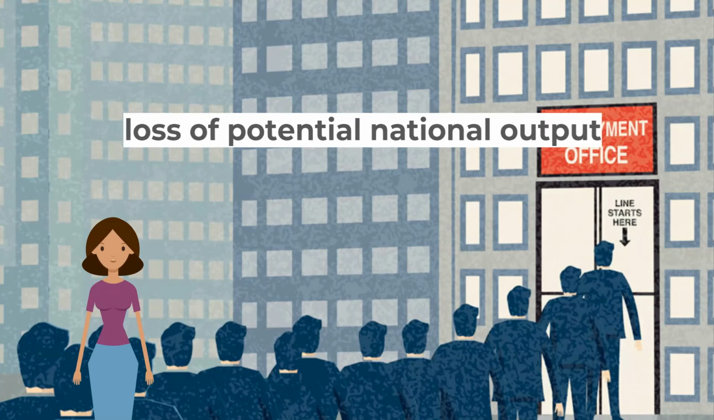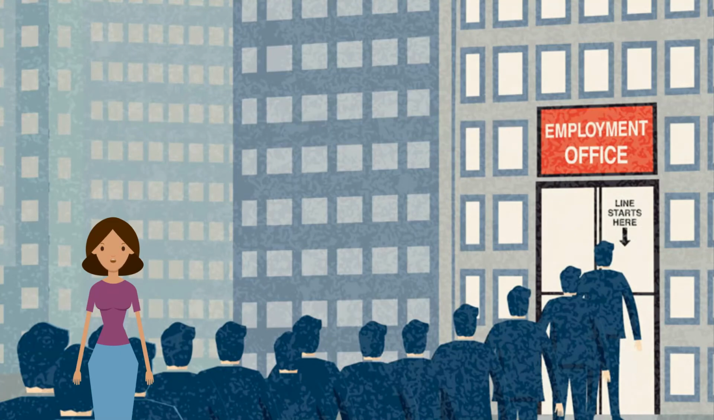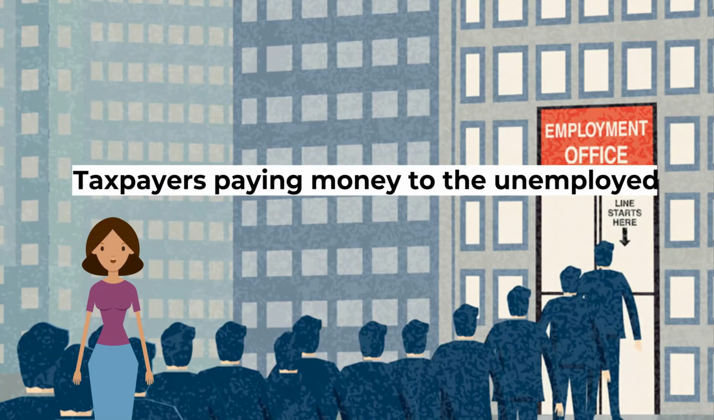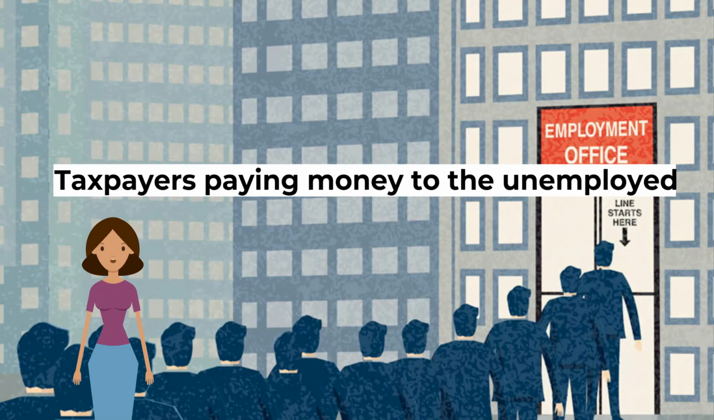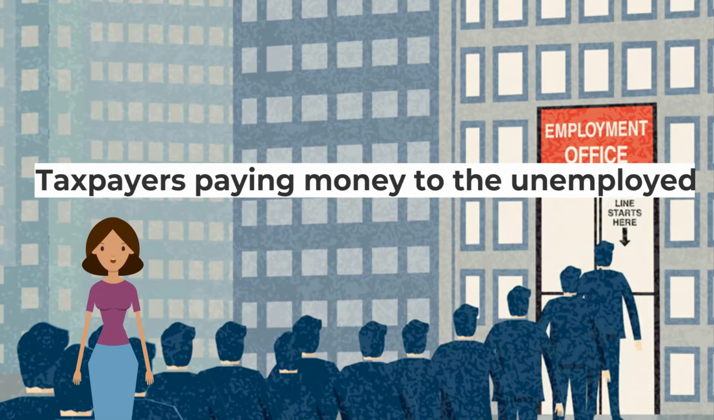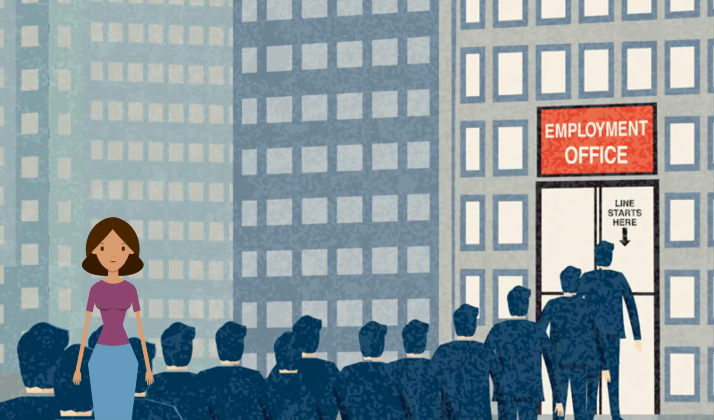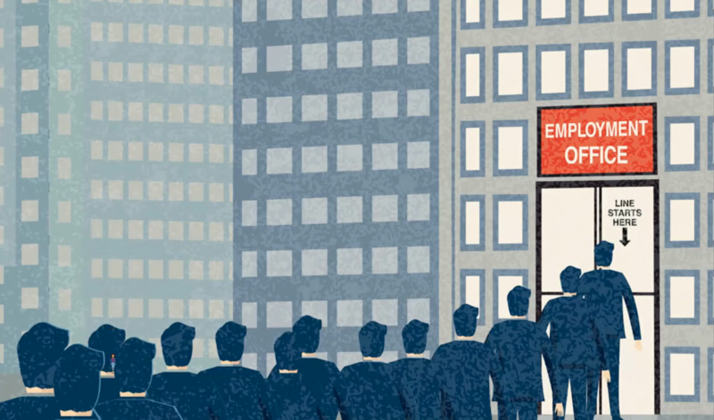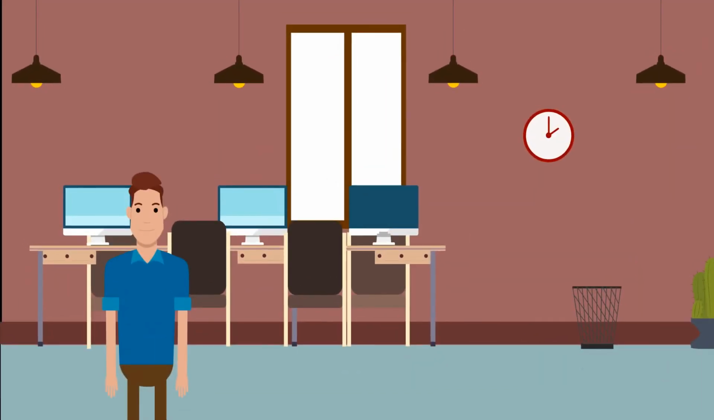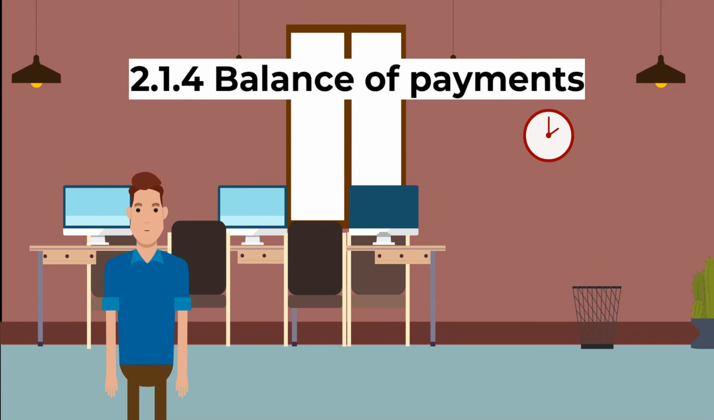If people chose to leave the labor market permanently, then this will have a negative effect on long-run aggregate supply and therefore damage the economy's growth potential, so the country is unable to achieve its desired production possibility frontier. Taxpayers paying money to the unemployed is not a loss for the economy as it is a transfer payment, but the economy is affected because there is a fall in national output and the social costs of the unemployed, for example, violence and crime. Let's look at the balance of payments next.